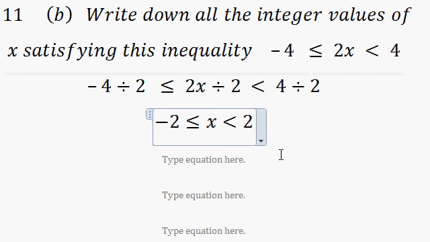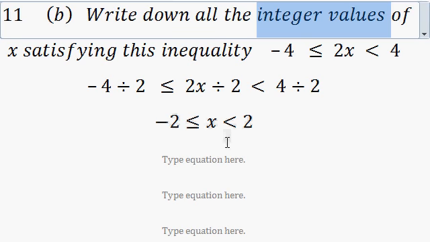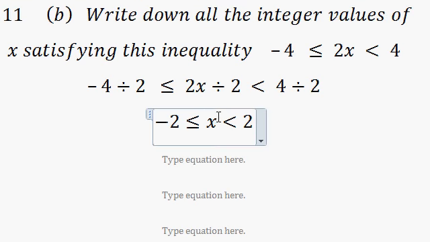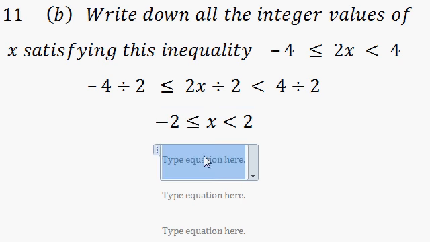Okay, x is a letter standing for an unknown number. We don't know exactly what number x is. We do know, however, that minus 2 is less than or equal to x, and x is less than 2. You have to write all of the integer values, in other words whole numbers, that fit into this. Okay, minus 2 is less than or equal to x. So what could x be? What values of x could there be? What numbers satisfy that?